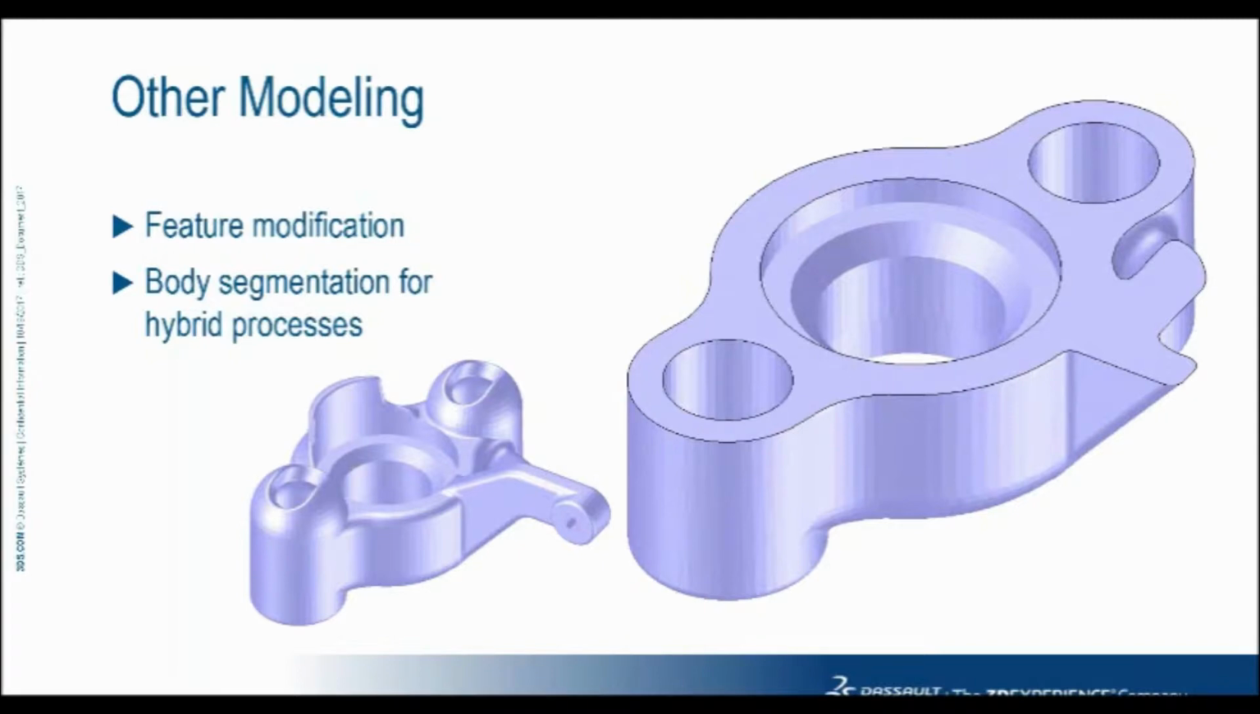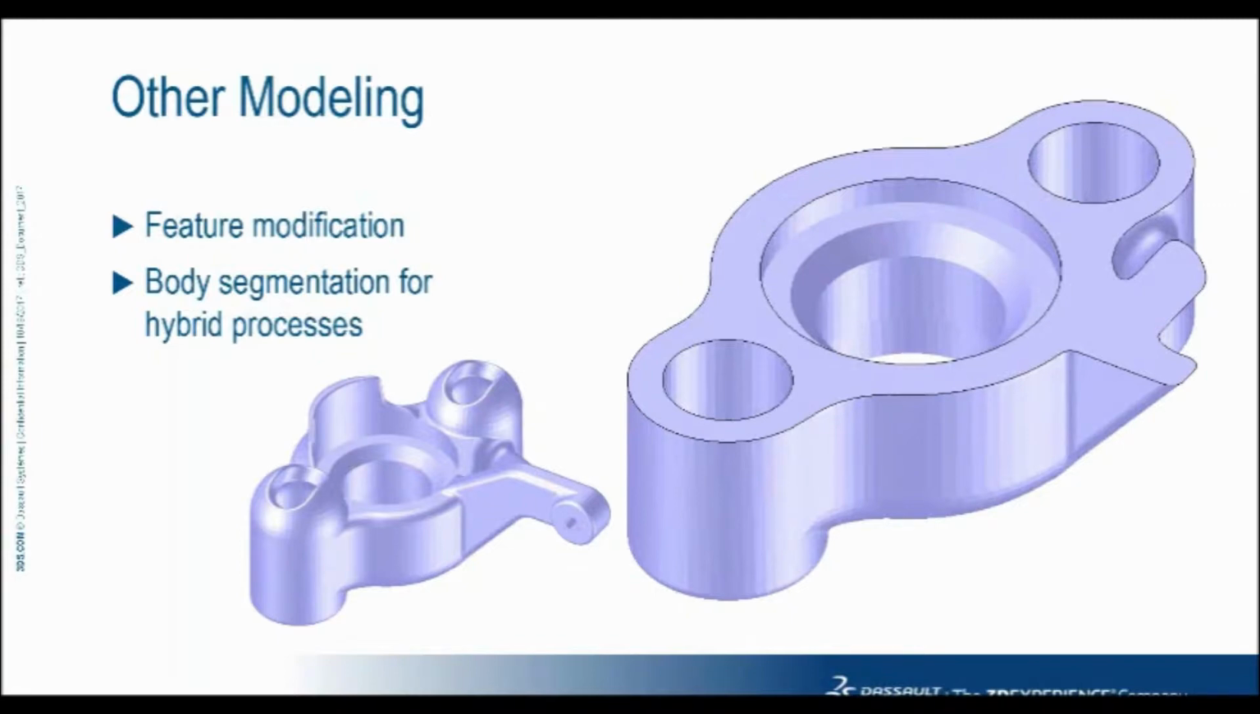But in the case of additive, you may need to add some material and reduce the size of holes so that they can be finish machined to an accurate size, or tapped for threads. Or if you have hybrid processes, so some of the exciting new machines that can do additive and subtractive in the same machine, you have to segment the body to define those different processes.